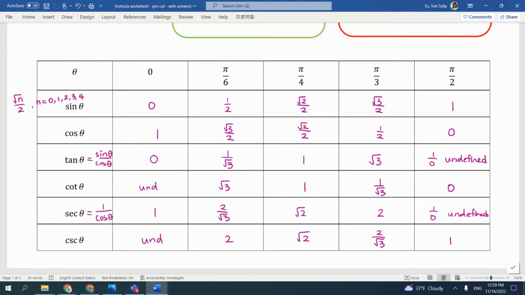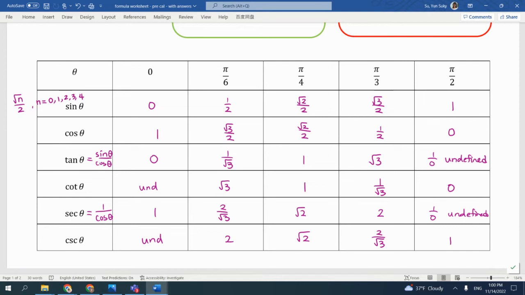Okay, right, everybody? So this table, you gotta memorize it. Because in the exam, the first problem is to calculate those values and give the exact answer, which means you don't use your calculator. These are the exact answers. So don't give me decimals. And these angles are between 0 and pi over 2.